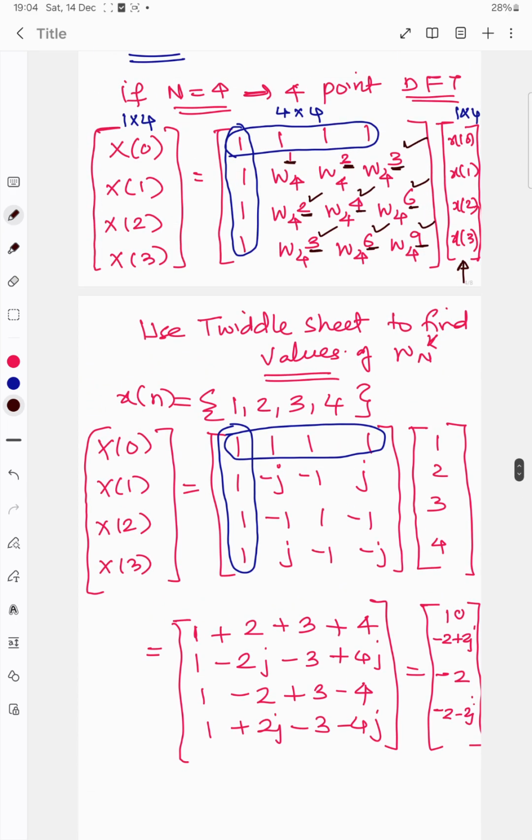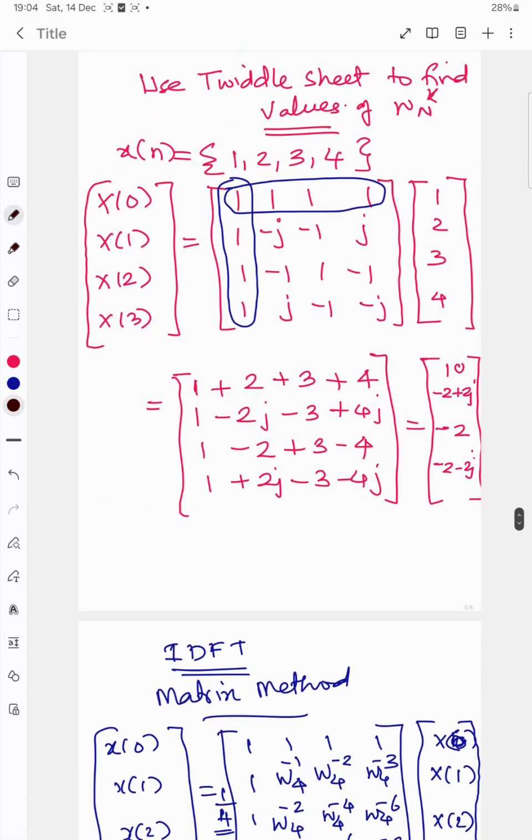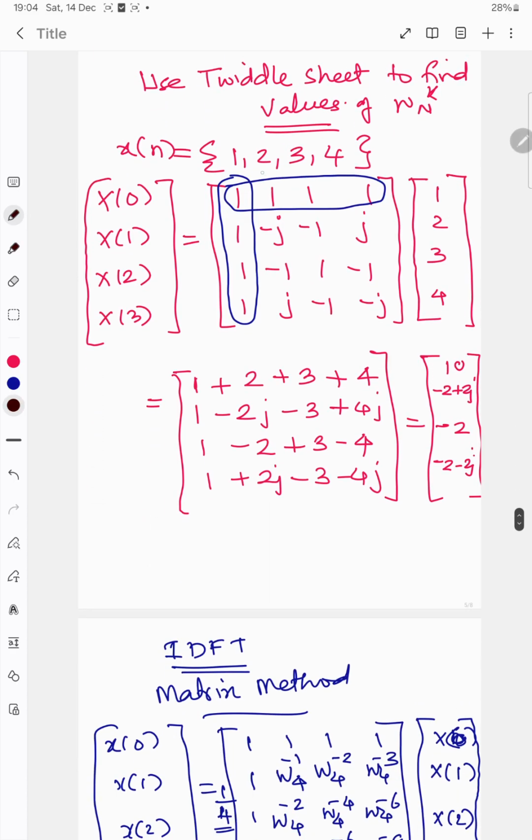You can also find the values of the W coefficients from the table sheets, and you can get a matrix like this. Suppose we try to solve this question 1, 2, 3, 4, which we have already solved before. The first row is completely 1, 1, 1, 1. The first column is also 1, 1, 1, 1, and then you will get a pattern here: minus j, minus 1, j, then minus 1, 1, minus 1, then j, minus 1, minus j. So this is the pattern here. Or if you have the table sheet, you can get the values directly.